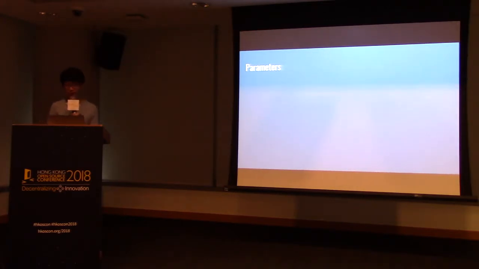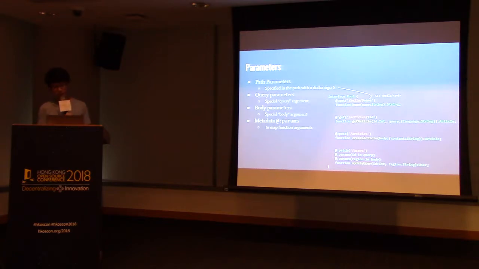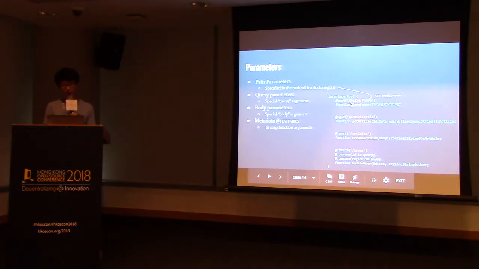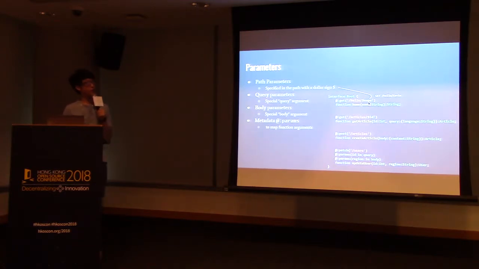So when we come to parameters, on a REST API there are a few kinds of parameters. One of them is the path parameters, which is going to be specified in the path with a dollar sign. Let me give you an example. When we define a route that looks like this, /hello/$name, this name is going to be a variable, a parameter to be specified in the URL. And you, as a developer, can use it in your function by capturing it in your function argument.